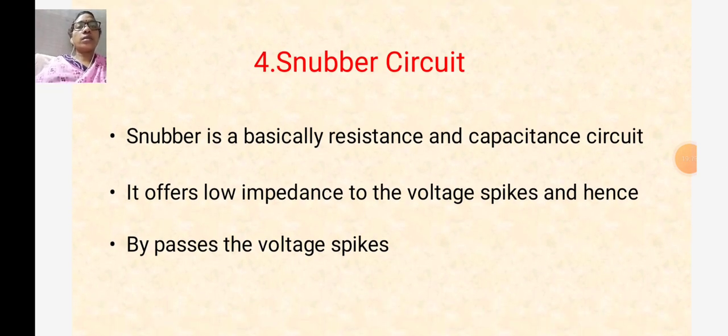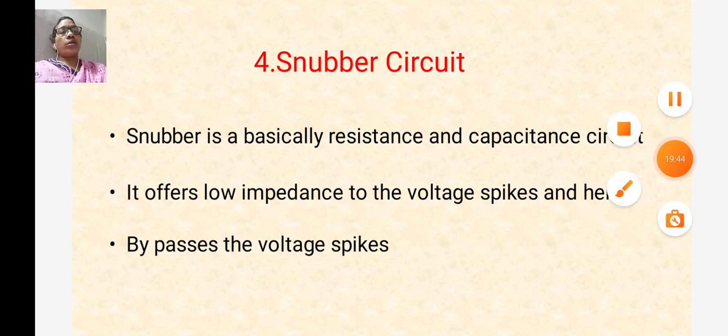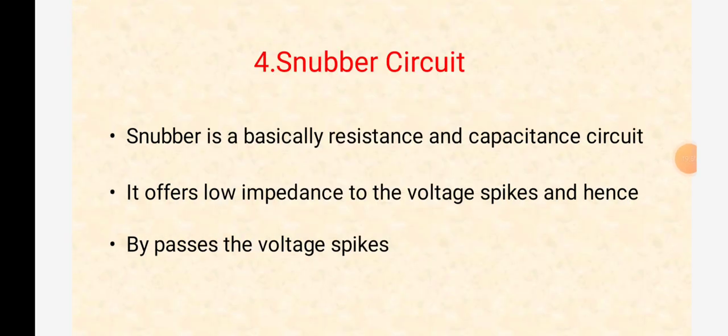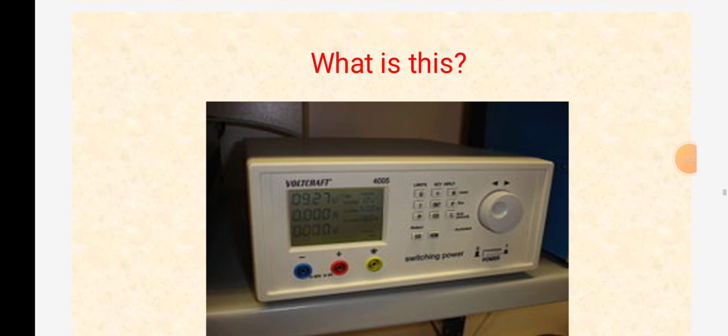So next is the snubber circuit. It offers low impedance to the voltage spikes, hence these are mainly used to bypass the voltage spikes without going to the critical loads, meaning computers, hospital equipment, process control systems and communication systems. So these are the devices used to suppress the spikes in supply voltage.